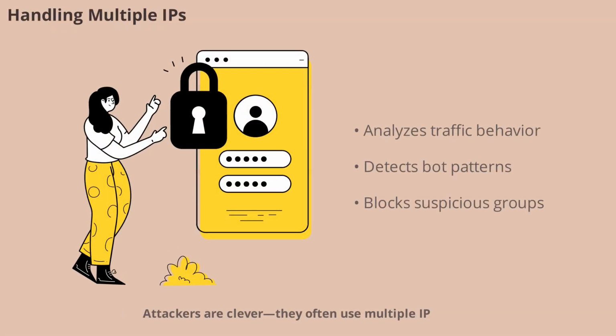They often use multiple IP addresses to try and bypass rate limits. Cloudflare anticipates this by analyzing behavior and detecting bot patterns. Instead of relying only on IP-based filtering, it looks for suspicious traffic groups and blocks them. This advanced analysis ensures that even sophisticated attacks are stopped in their tracks.